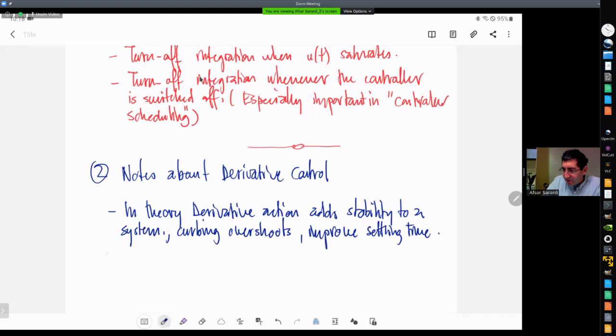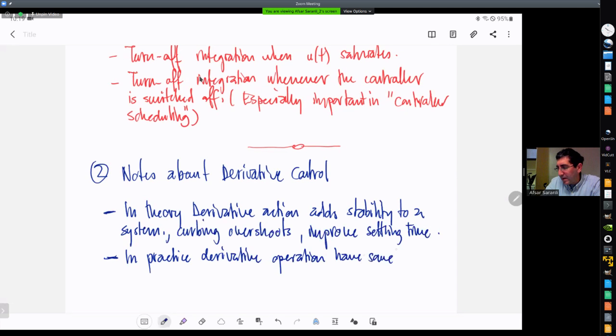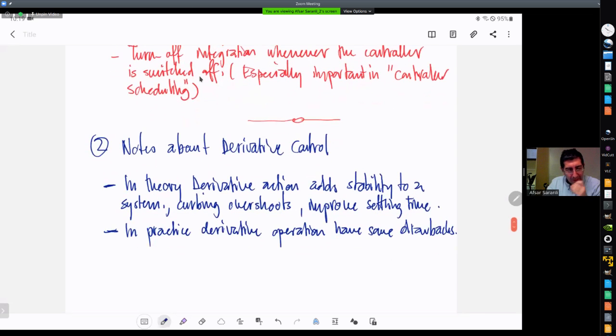In practice, however, derivative is not a very nice operation again. In practice, derivative operations have some drawbacks. One issue is the so-called derivative kick.